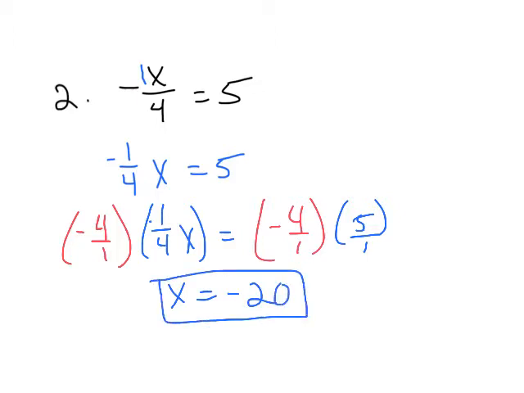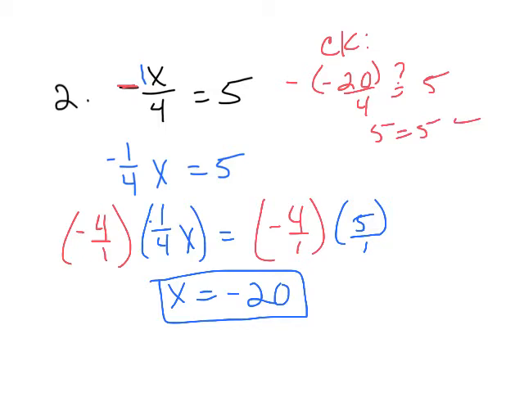Again, you can always check by substituting back in. If I put in negative 20 divided by 4, we want to know if that's equal to 5, except I have an additional negative here, so we do have to be careful. So it's really negative 1 times negative 20 when you substitute it back in, and you end up with 5 is equal to 5, and that checks out.